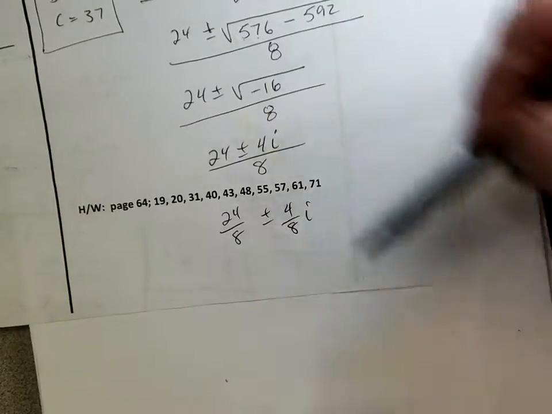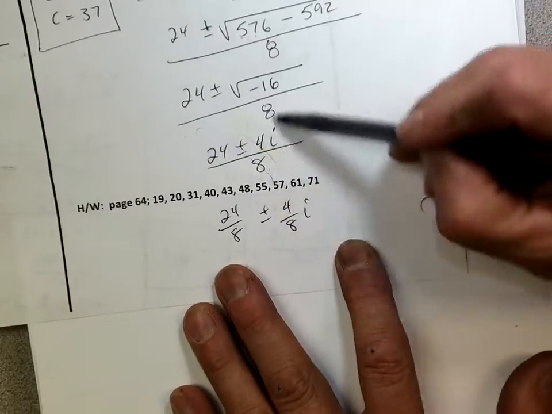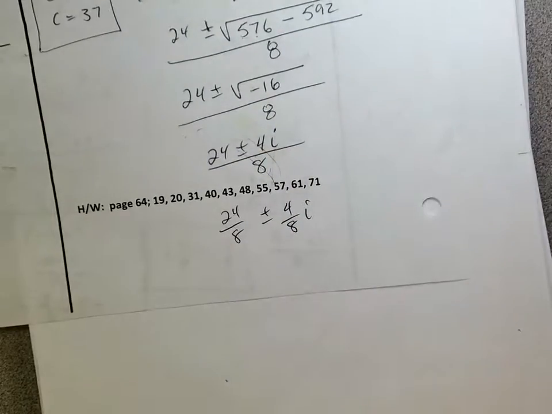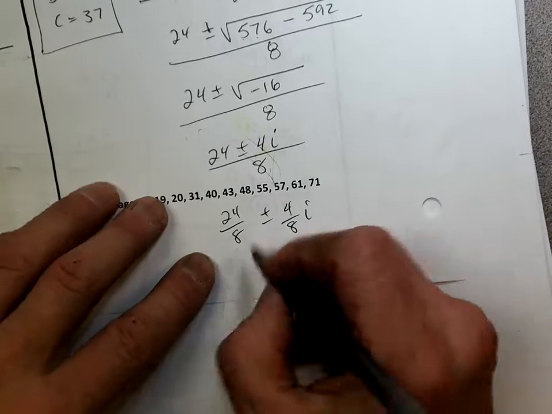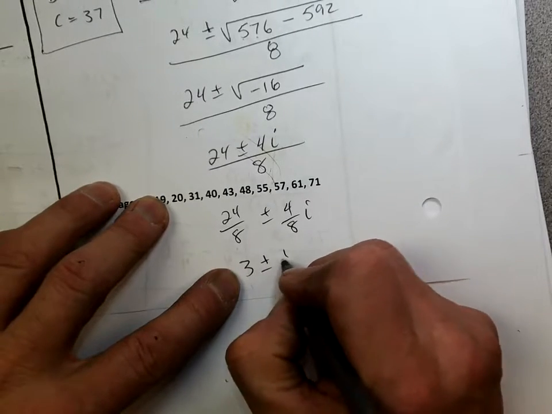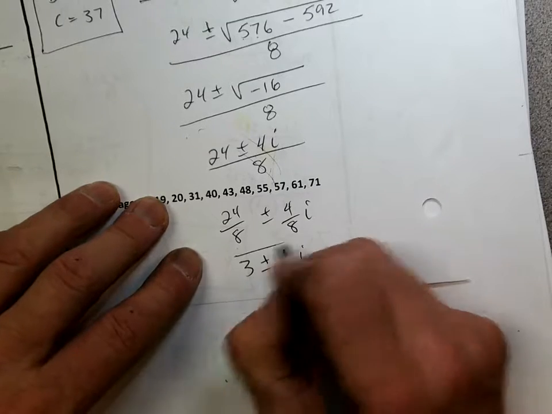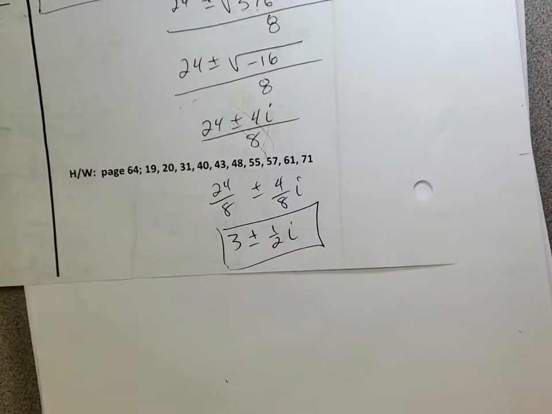Okay, so I just broke it up into two parts. They're both being divided by 8, right? 24 over 8 is 3, plus or minus 1/2 i. That's the answer I want. Okay?